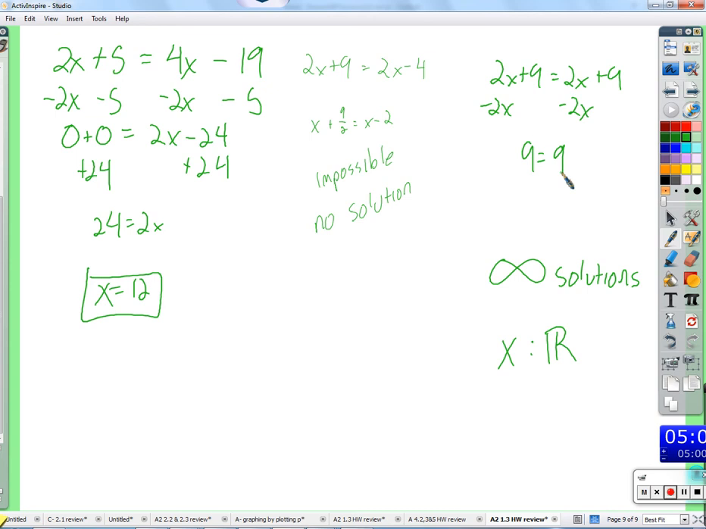Absolute truth. 9 is always equal to 9. No matter what we do with x, anything for x will work. This equation will always be true. So when we get something that's true, we'll have infinite solutions, because no matter what we do to x, we can't stop this from being true. And in this case, we'll get 9 equals negative 4, 0 equals 13, something that's false. No matter what we do with x here, we can't make it be true. In this case, we can't stop it from being true. Does that make sense? Okay. No solutions, infinite solutions.